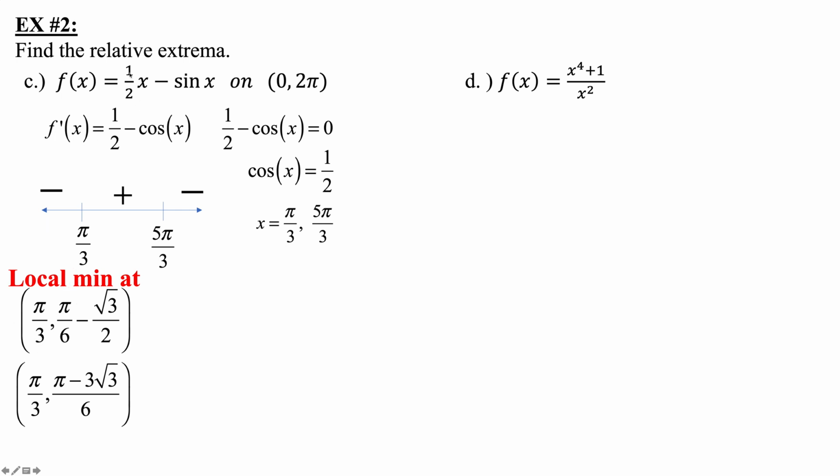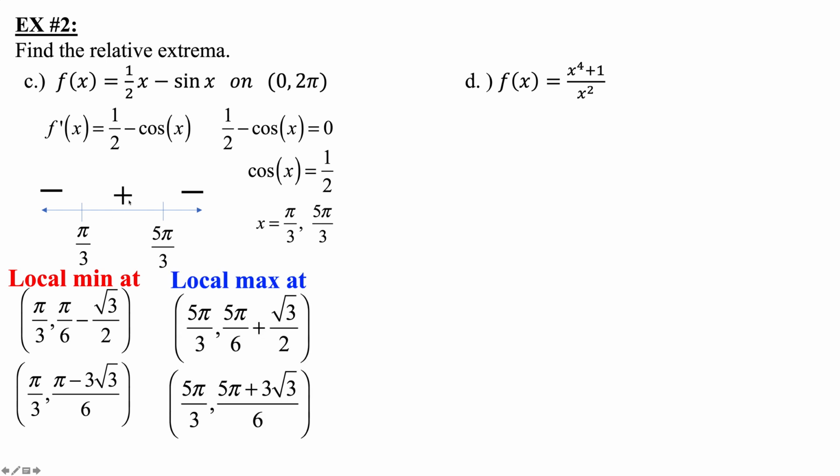Substitute pi over 3 back into the original function, so 1/2 times pi over 3 is pi over 6, minus sine of pi over 3, the 60-degree angle, that's radical 3 over 2. And if you want to multiply it both top and bottom by 3 to get one common denominator, you can do that as well. And increasing to decreasing, that's that local or relative max.